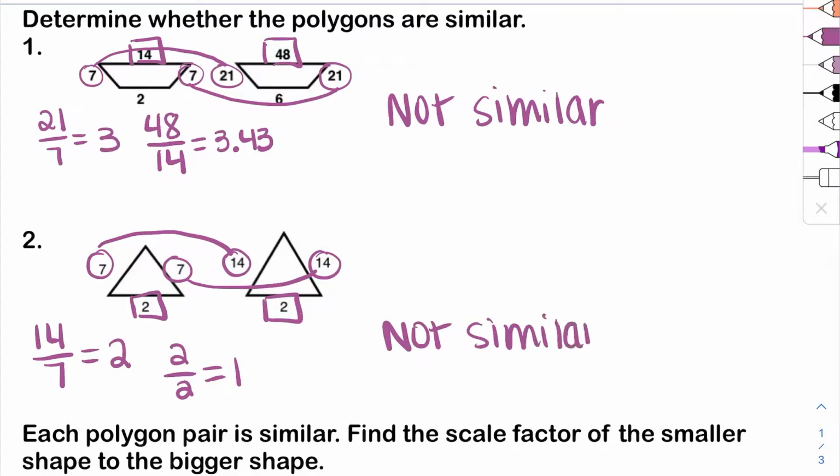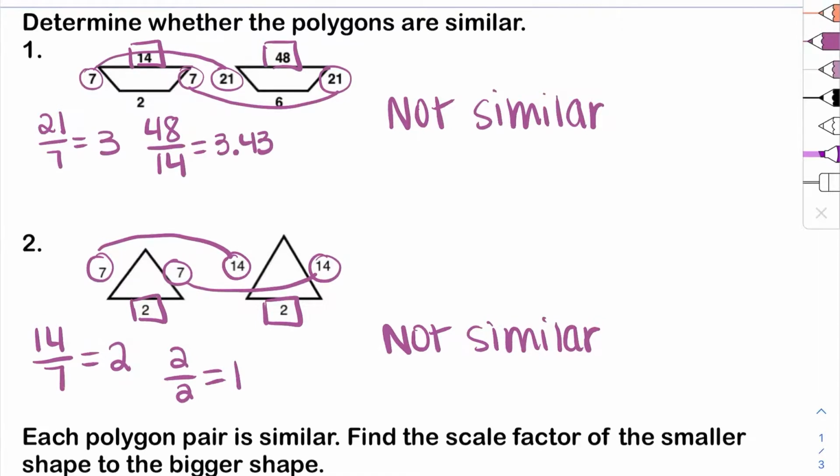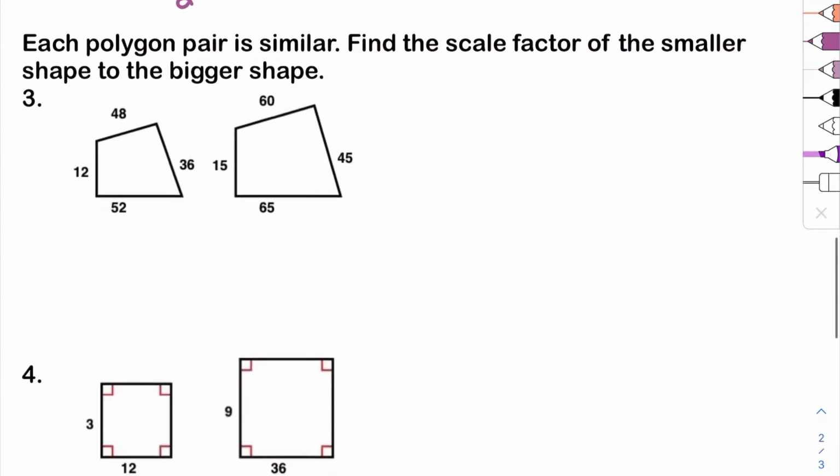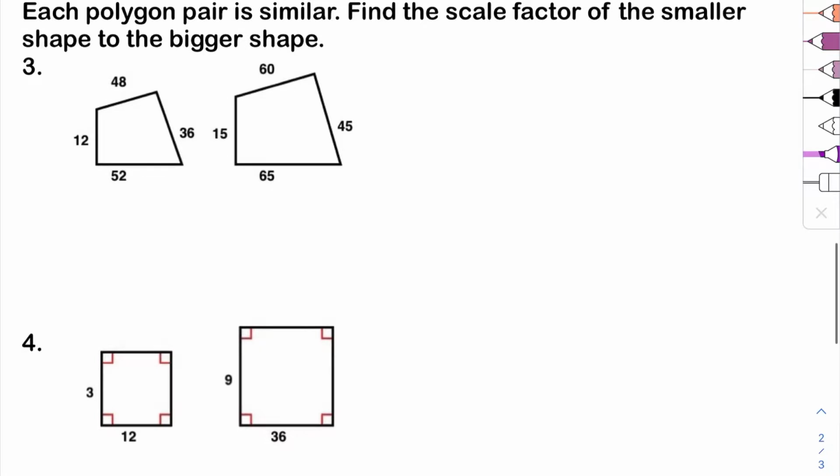Now keep in mind, the way they are going to be similar is you'll have to divide all side lengths. All of the results of your division need to be the same number for them to be similar and have the same scale factor for all the sides to be proportional. Let's go ahead and look at our next examples.